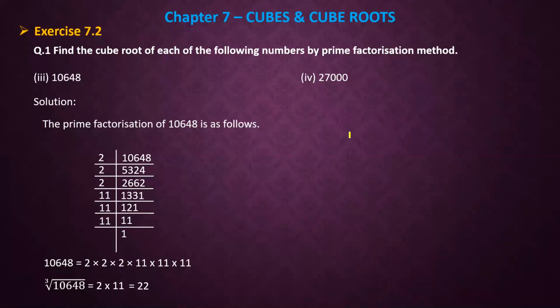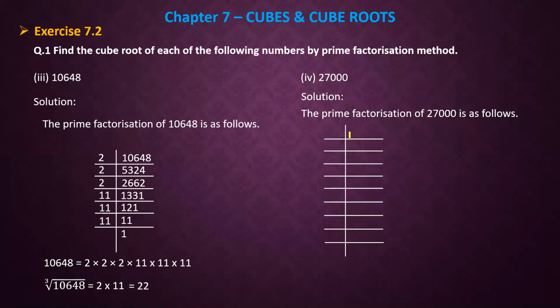So now the next example, which is the fourth sub-question from question number 1. The number is 27,000. Now, this number is again very high as compared to 10,648. It is now much higher, that means near about 17,000 higher. Still we have to find out the cube root of this very high number also. And for that purpose, again, we are going to use the prime factorization of 27,000.